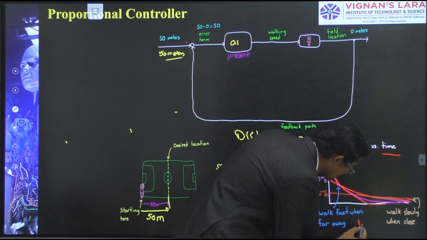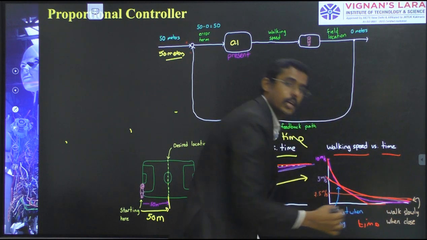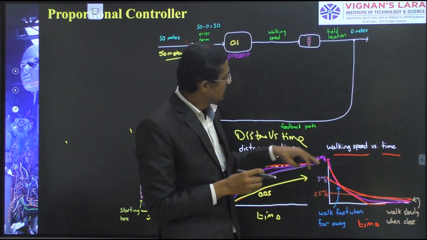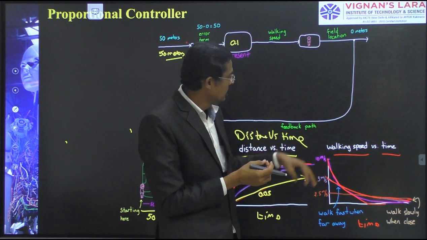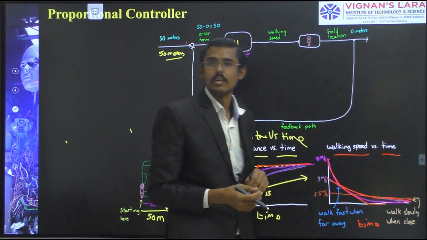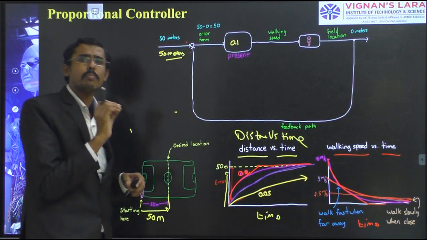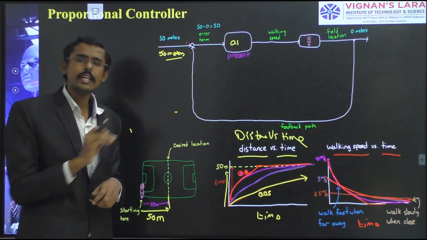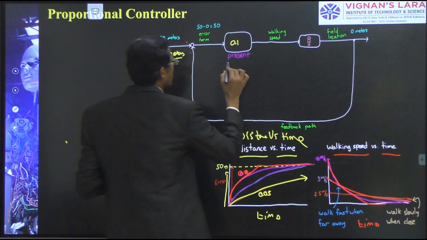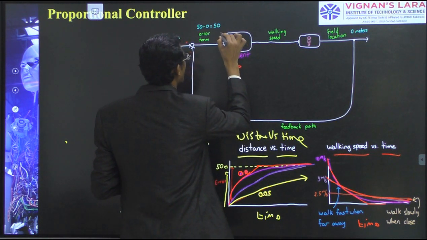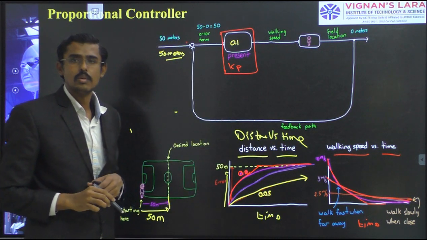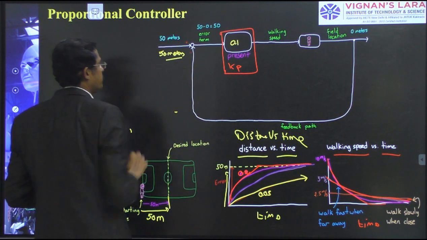This x-axis is time. Walking slower takes more time, but when I walk at 10 meters per second, it walks quickly and reaches the point. So likewise, proportional planning is there, and I am making that a constant Kp. This box is the controlling box, the control process, the proportional controller.